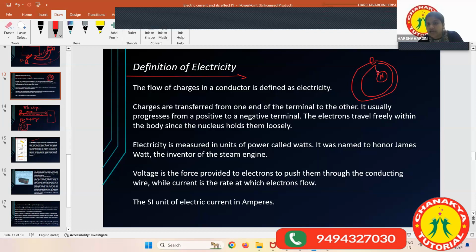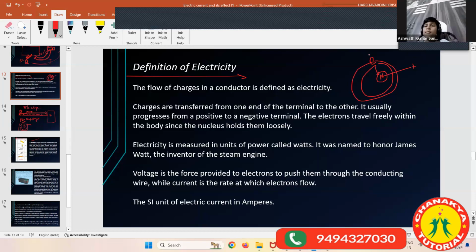It's just the attraction of positive and negative charges. The nucleus will have protons, right? Positive charges, right? Yes, ma'am. Electrons have negative charges. So positive and negative attract each other, correct?